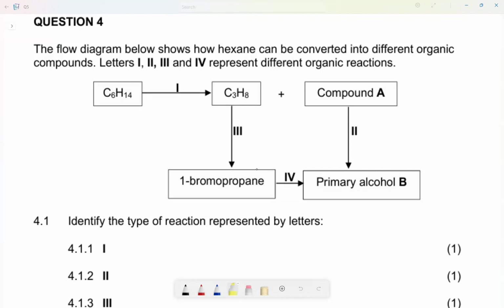In today's video, we're going to be looking at organic reactions. I always liked this one. I don't know why. It's weird, but yeah.